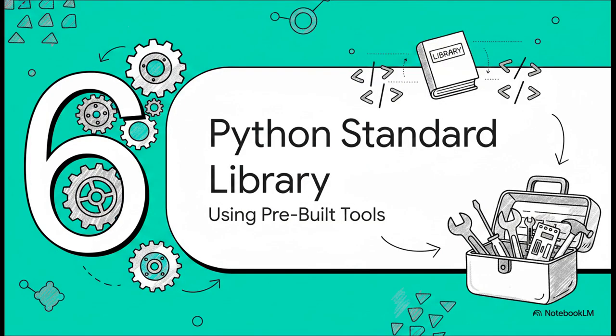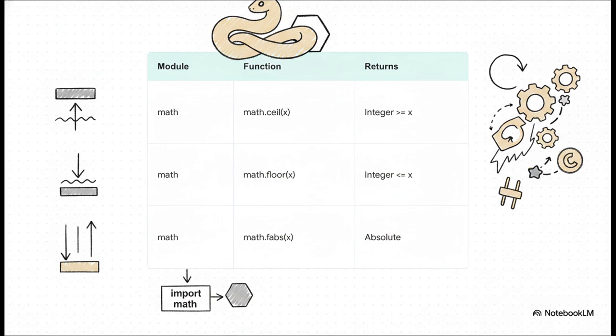Section 6, the Python standard library, using pre-built tools. Writing your own functions is incredibly powerful, for sure, but you don't always have to reinvent the wheel. You see, Python comes heavily equipped right out of the box with built-in modules. These are basically files totally filled with pre-written functions. A perfect example of this is the math module. By simply typing the statement import math at the very top of your script, you instantly unlock access to a ton of powerful mathematical functions. For example, you can use math.ceil to round up, math.floor to round down, or math.fabs to get an absolute value. You didn't have to write the logic for any of these, you just get to reap the benefits of modularity.